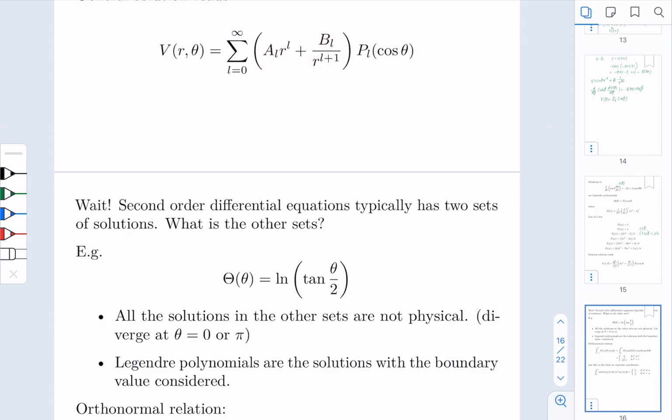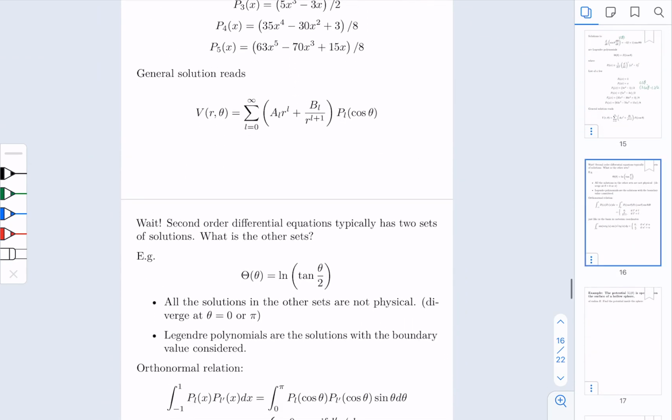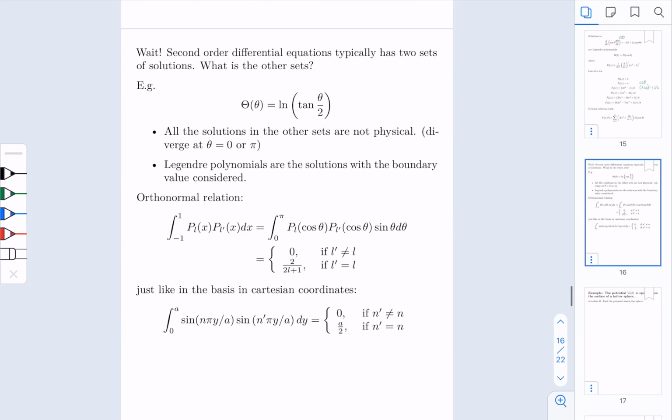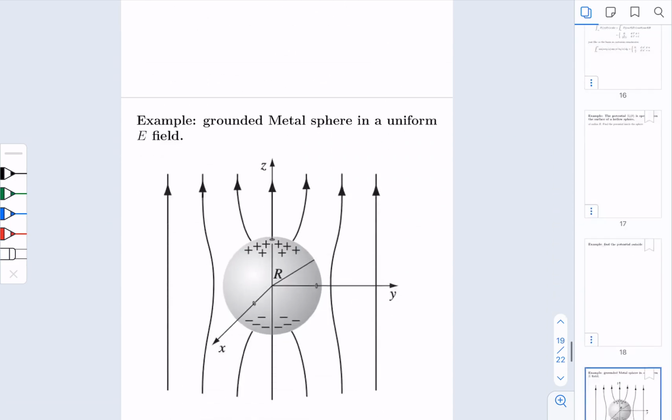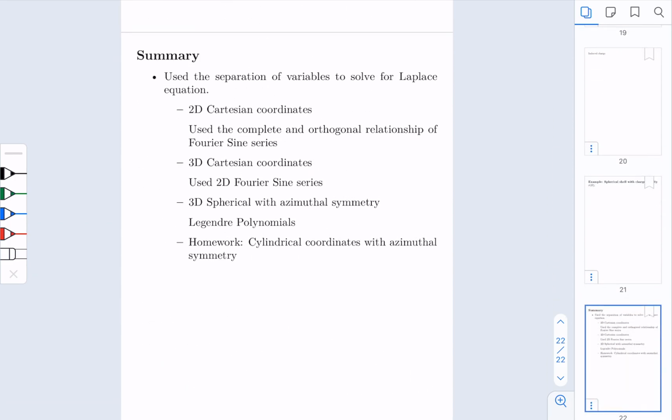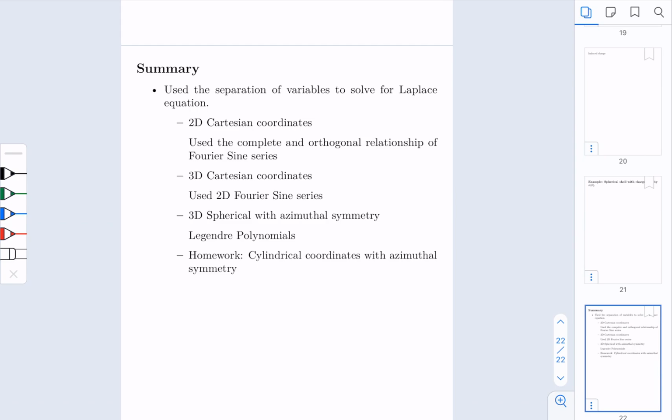In the next lecture, I will discuss how to solve this in spherical coordinates. Okay, just to summarize, we talked about separation of variables. We've already gone through 2D and 3D, and we will discuss 3D spherical in the next lecture. For the homework, we will also work with cylindrical coordinates.